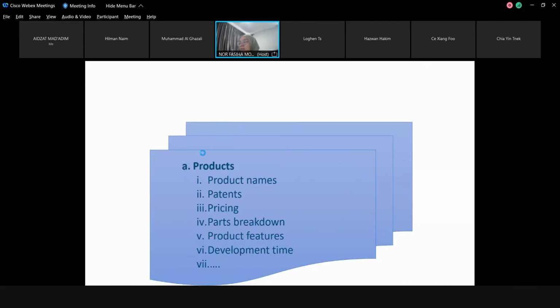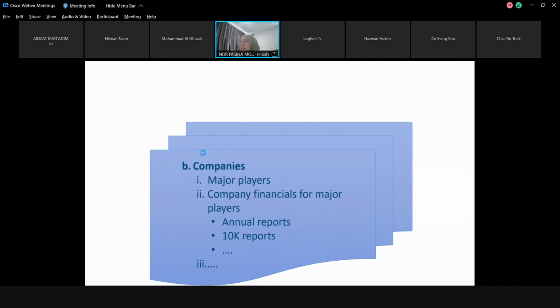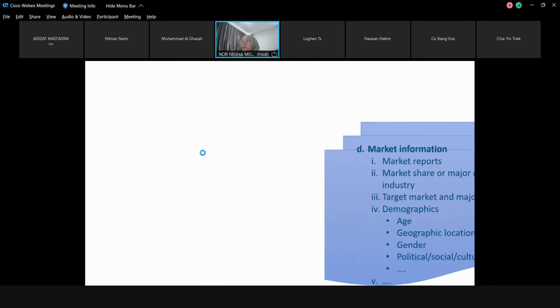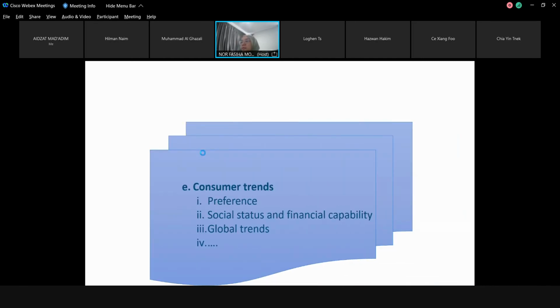These are the clusters of the information. For example, the products, the names, the patterns, the price, and everything. The companies, the industry, the market information, the consumer trend, and all. So you don't have to present this, but you have to do your background study, including your market analysis, and later put it in your report, in the background study chapter, all this information that you gained.